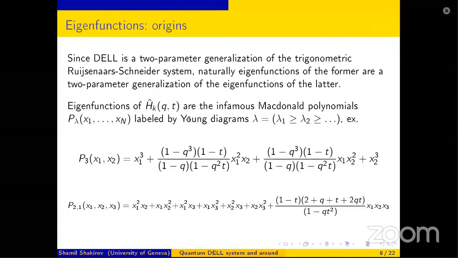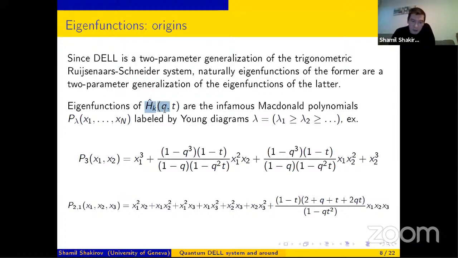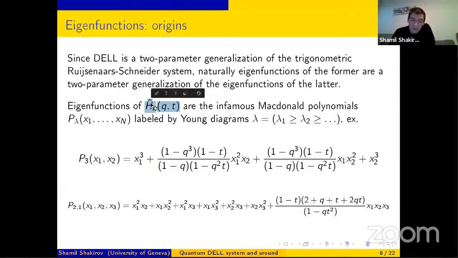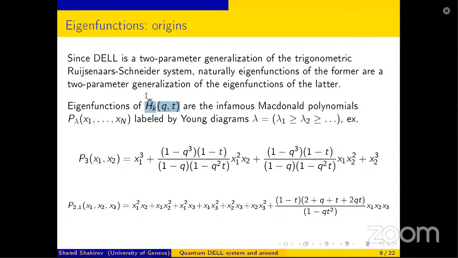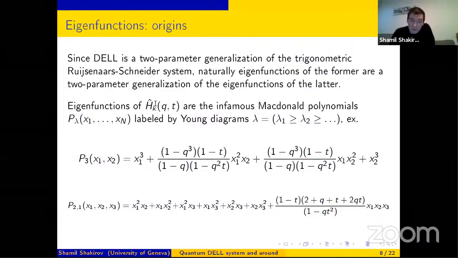Shamil, one question. Eigenfunctions in what space? Is it just formal solution to the equation, or what is the space of functions where it can go? So for the trigonometric Ruijsenaars-Schneider, it's the space of polynomials, literally. Polynomials in X. And for elliptic?